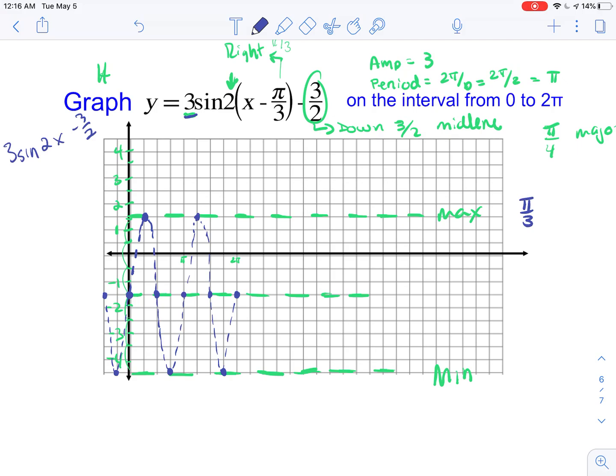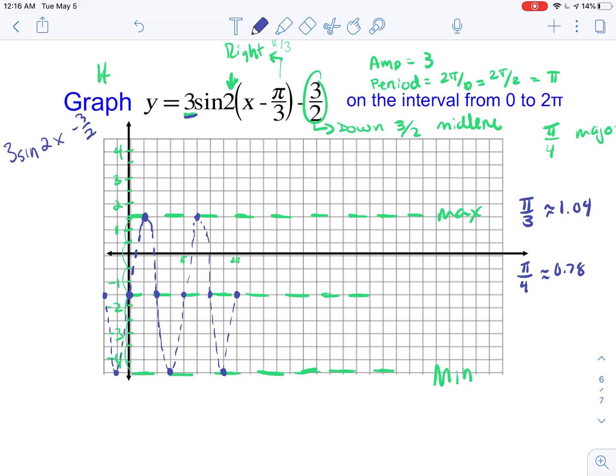Okay, so now how much are we shifting? We are shifting pi over 3 units. Now, unfortunately, pi over 3 units is not going to fit nicely on this axis, right? There's no line that represents pi over 3. So we're going to have to estimate. Pi divided by 3 is approximately 1.04.